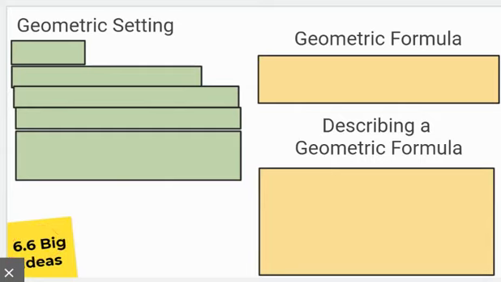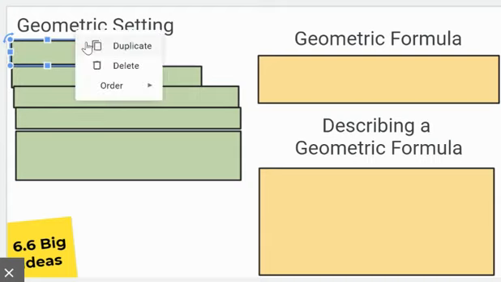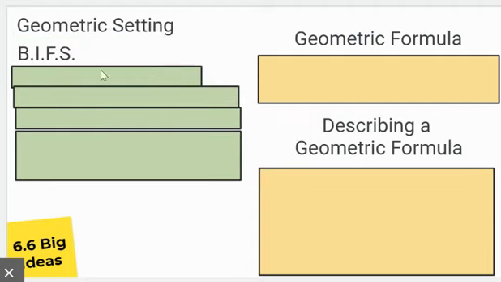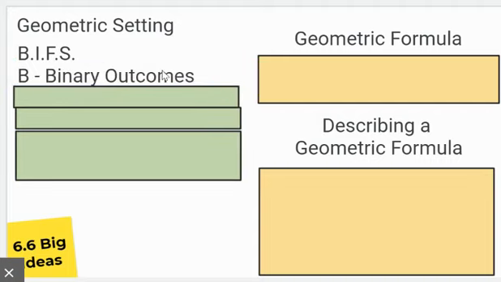And so we've been learning about geometric probability, but how can we check to see if we have a geometric setting? Well, for binomials, we were looking at the acronym BINS, B-I-N-S. But for geometric, we are looking at BIFS, B-I-F-S. So three of these are the same as what we were looking at for binomial, but one of them is different for geometric. The first one is binary outcomes.